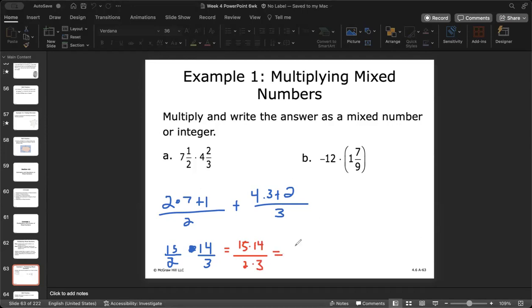Now do the multiplication. So 15 times 14 is what, 210? Check my math. Make sure that you're doing a calculator too. Yeah, 210. And then over 6. And now we simplify. 210 divided by 6. We can cancel. Oh, well, fortunately, that just cancels down to 35. So that's the answer right here.